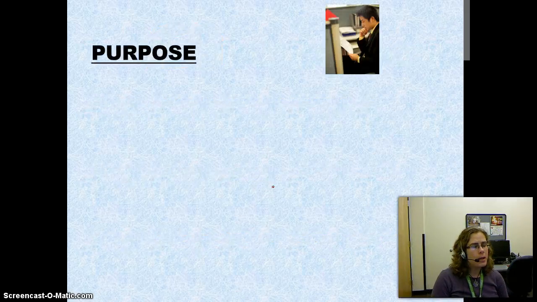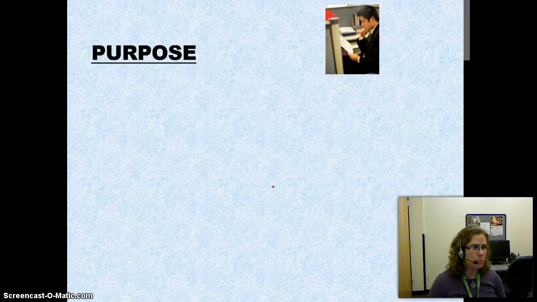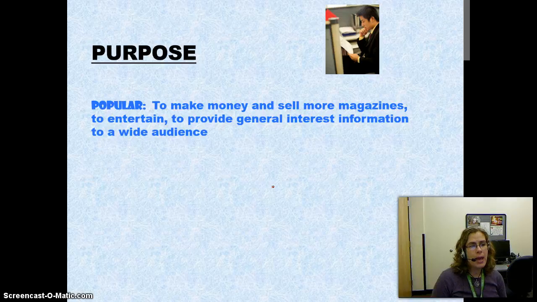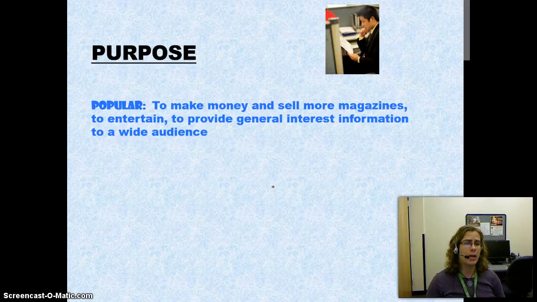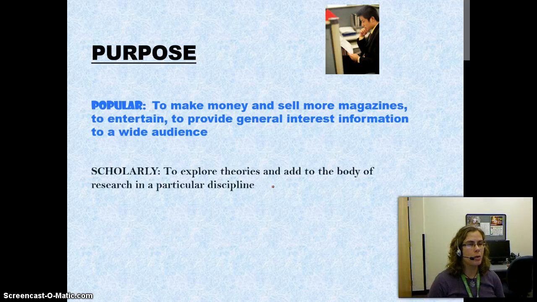The third aspect that I'd like to cover is the purpose, or why is a particular publication or a particular title even published. In the case of a popular title, the purpose is really to make money, to sell more magazines. They could also have secondary purposes to entertain you, to provide information, but going back to the audience, they're providing general interest information to as wide an audience as possible.